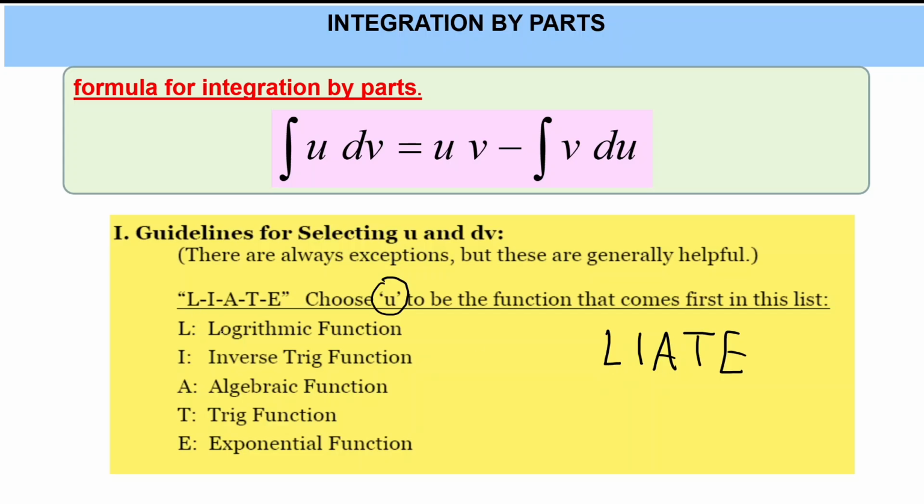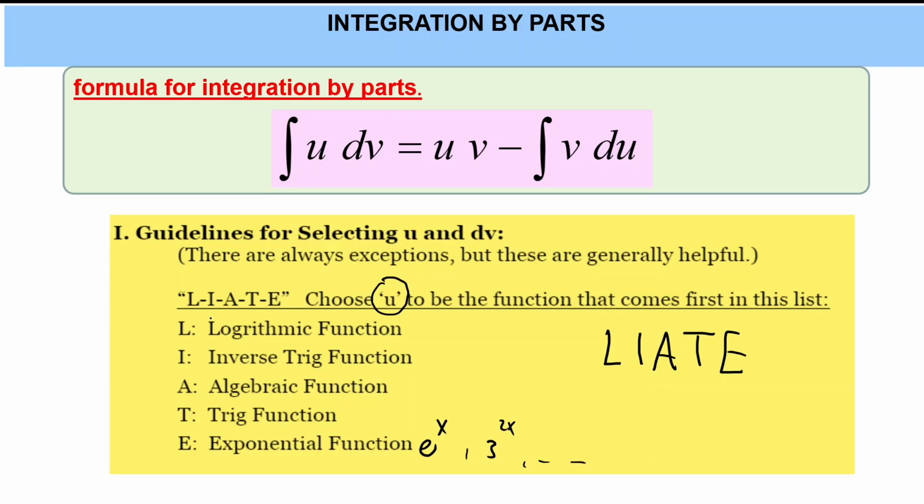L is a logarithmic function, if you have ln, log. I is for inverse trig functions, if you have sine inverse, cosine inverse, tan inverse. A stands for algebraic function, anything like x squared, 2x, radical x, any algebraic relation. T stands for trig function, so if you have sine, cosine, tan. E finally stands for the exponential function, so if you have e to the power of x, 3 to the power of 2x, any exponential function.